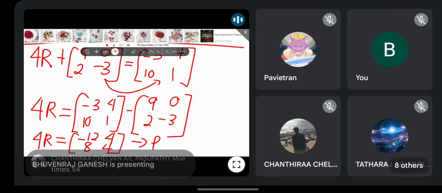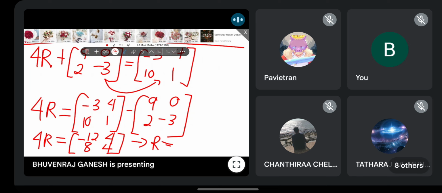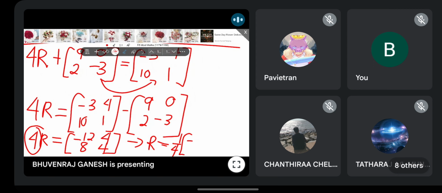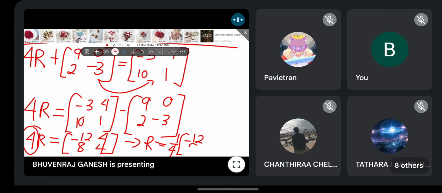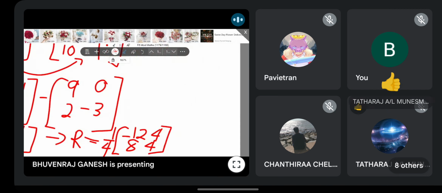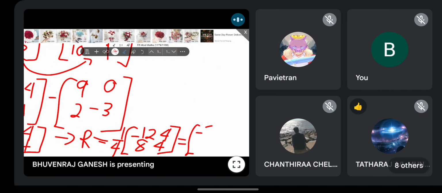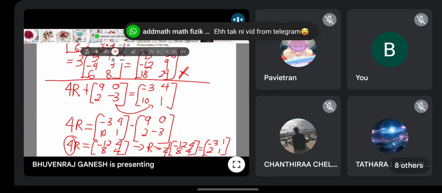Yes, very good. So guys, do you all understand how he said 1 over 4 times? Basically, when you shift this 4 to the right hand side, in normal algebra it will become 1 over 4, correct? So the same thing applies here. So you will get something like this, 8, 4, 4. Do you all understand how I shift it like that? Then you can solve this one already. Basically you will get negative 3, 2, 1, 1. So this is the answer for R.